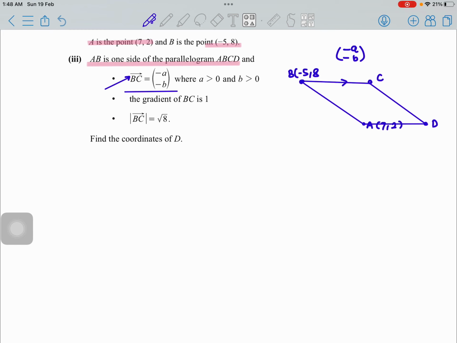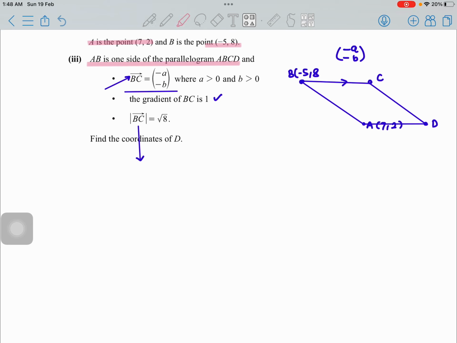The gradient of BC is given as 1. So that shows my sketching is wrong. My gradient looks flat, but the gradient in the question is 1. And the distance from B to C is given as 8. Now, how do you connect vector and the magnitude? If you know the path of the x and y, then you can just simply square it.